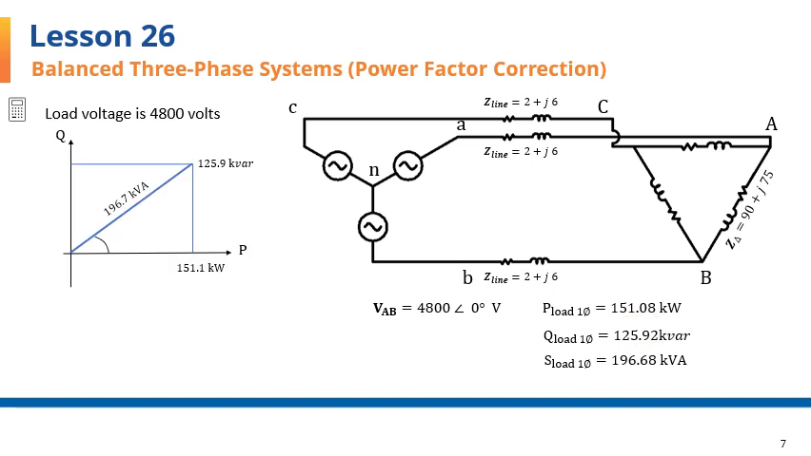Here is the power triangle. The horizontal line is for active power, and the vertical axis is for the reactive power, 125.9 in this case, and the hypotenuse gives the apparent power of 196.68, or I rounded it to 196.7 kilovolt amperes here. From the power triangle, it's easy to find the power factor as the ratio of the real power over the apparent power.